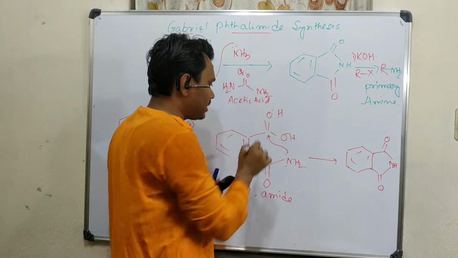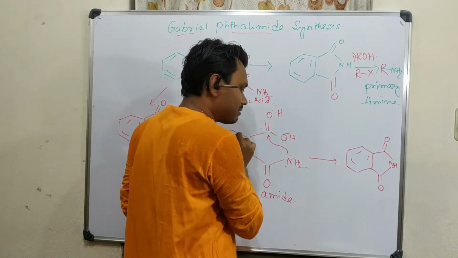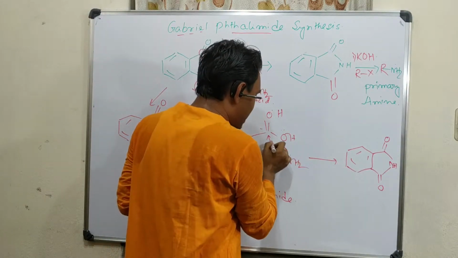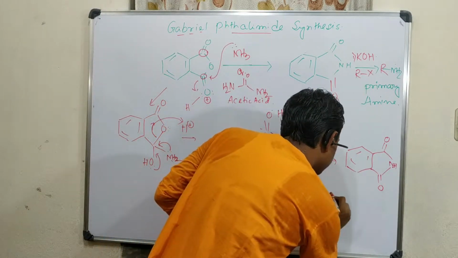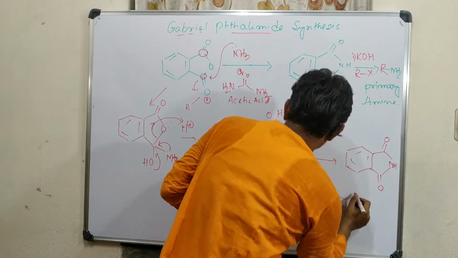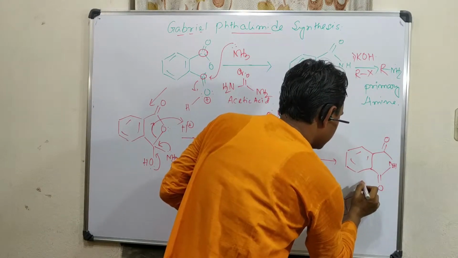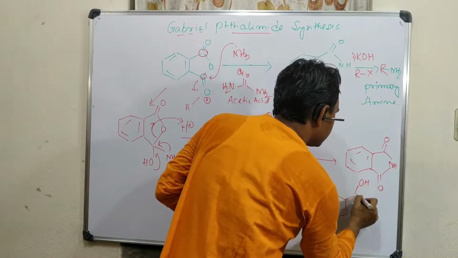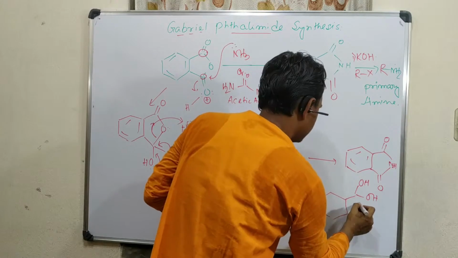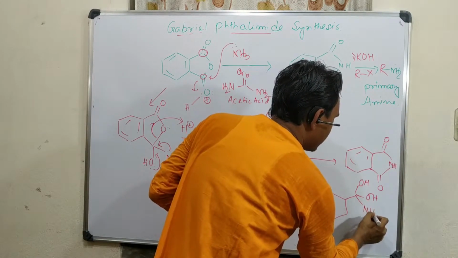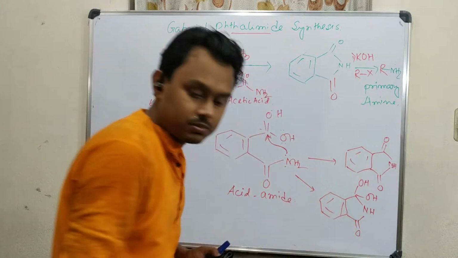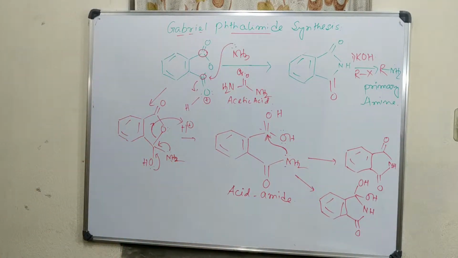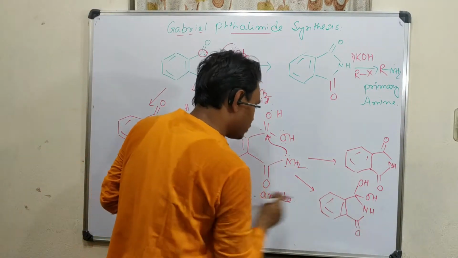So ultimately what will happen? The electron deficiency of this center will enhance. So this ammonia at this condition can attack to produce OH, NH, and this. Is it visible? Yeah. So this is also possible.